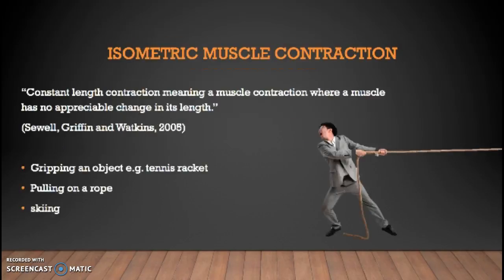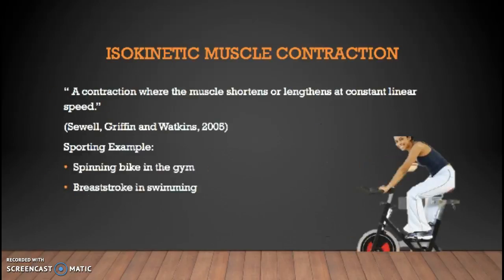So the first one is isometric. So again, that is where the muscle is a constant length. This means the muscle has no applicable change in its length during the exercise. So a sporting example would be something like gripping a tennis racket or a badminton racket, or doing a tug of war or skiing. This is because their muscles don't change in length, but they're applying force, obviously, to hold the handle or to pull the rope.